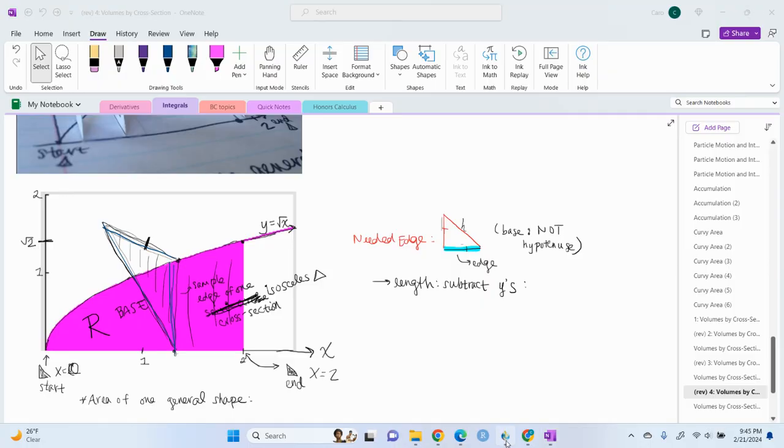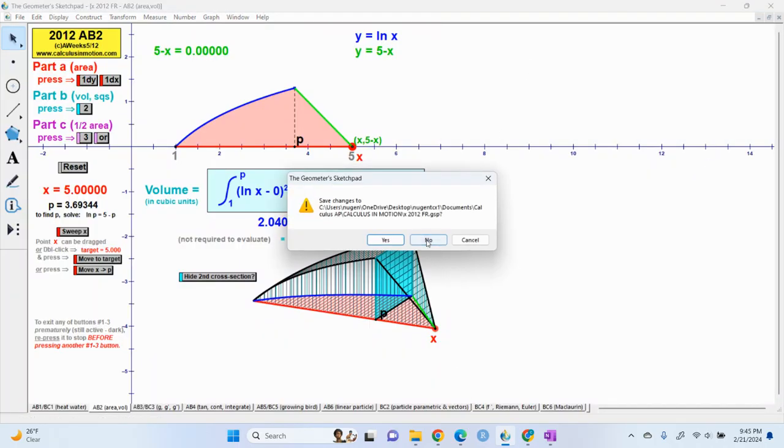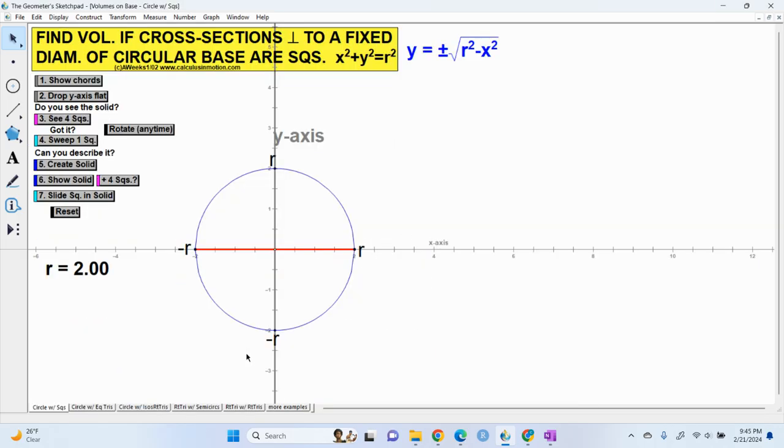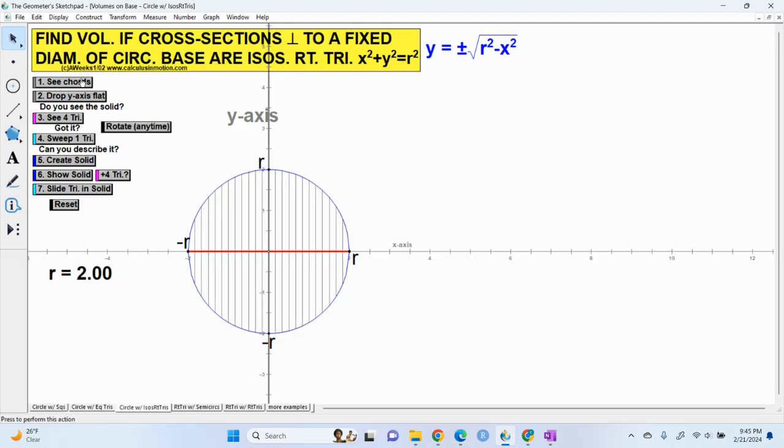All right, so I have a visual to show you here. Last visual of the video. And that visual that I want to show you is this one. Circles with isosceles right triangles. Okay, so let's look and see what it looks like whenever you have right triangles that are isosceles coming up out of the paper. So we're chopping this thing vertically, which we're about to do.